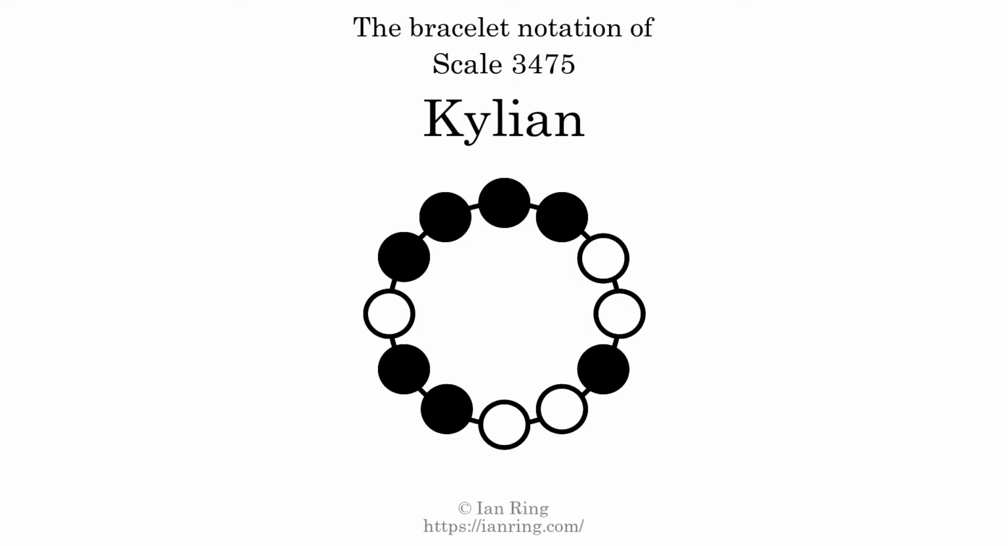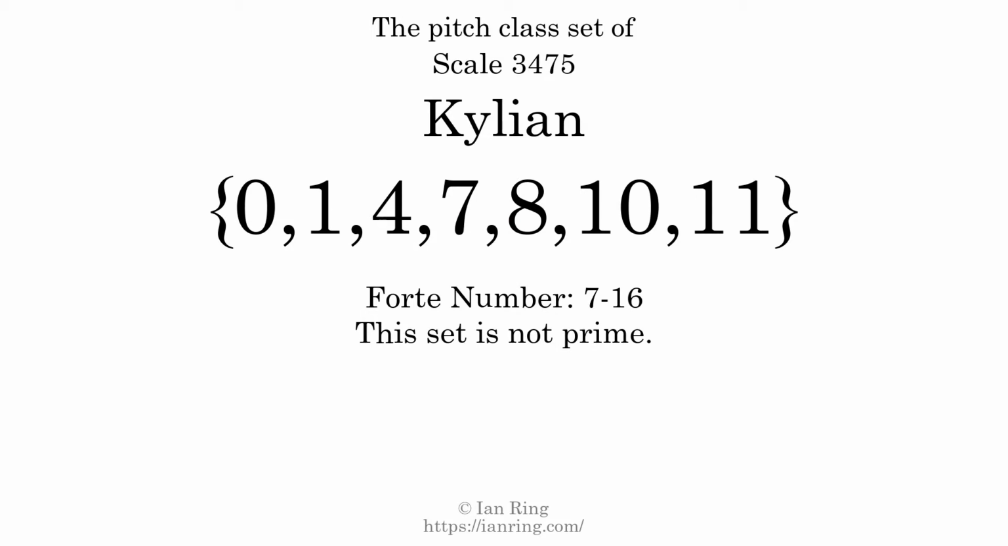This is a bracelet notation diagram of scale 3475. The shaded circles represent tones that appear in the scale, and they are read clockwise, starting at the top. The pitch class set for this scale is 0, 1, 4, 7, 8, 10, 11. The Forte class is 7-16. This set is not prime.